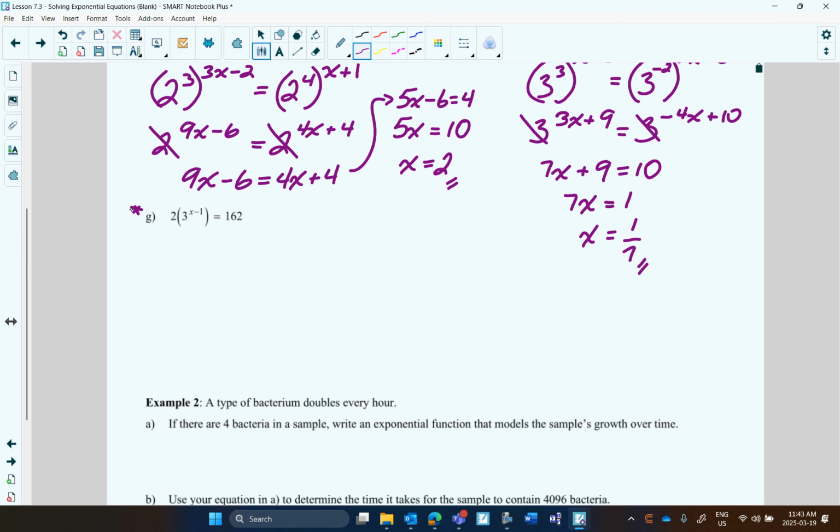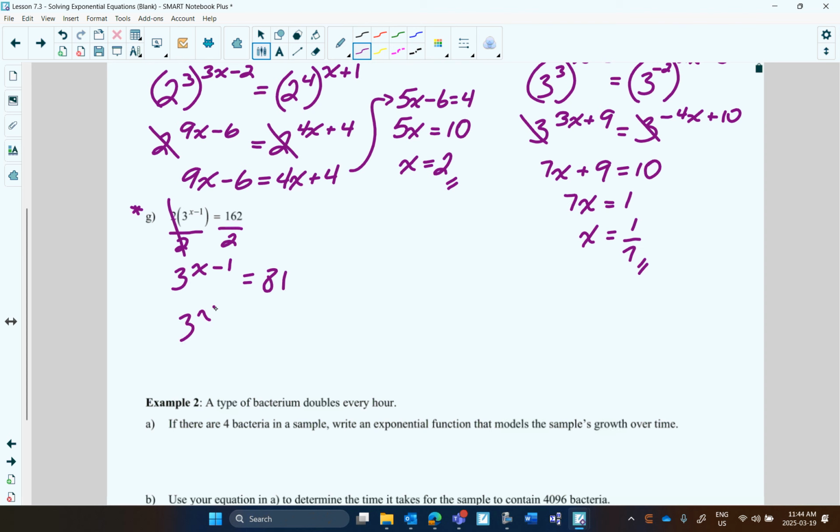So why don't I get rid of the times 2? If I divide by 2, that's gone. And now the equation becomes 3 to the x minus 1 equals 81. That's much easier to deal with. So if you see a number in front like that, get rid of it by division. Because now it just becomes a standard exponential equation.